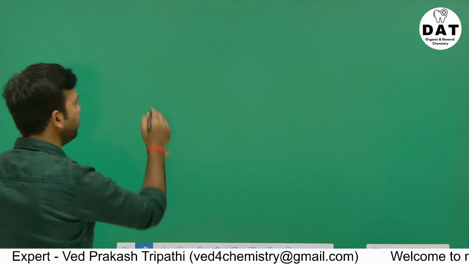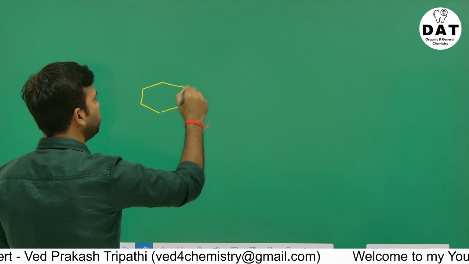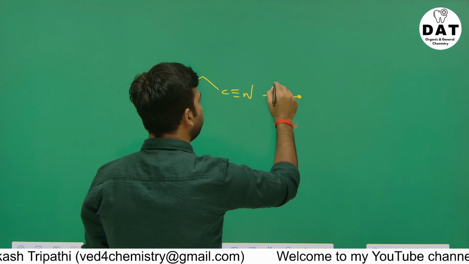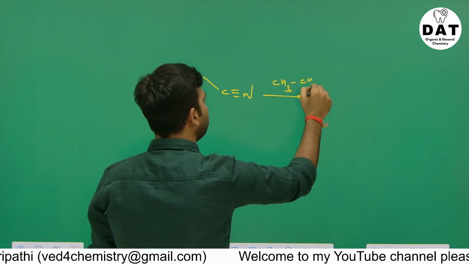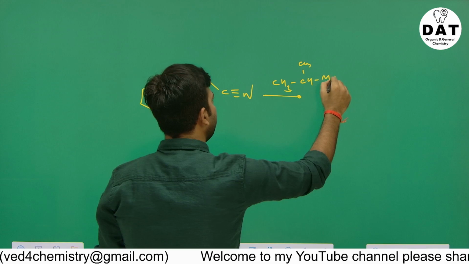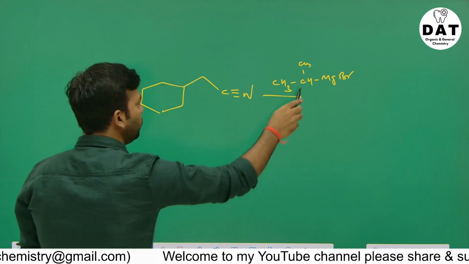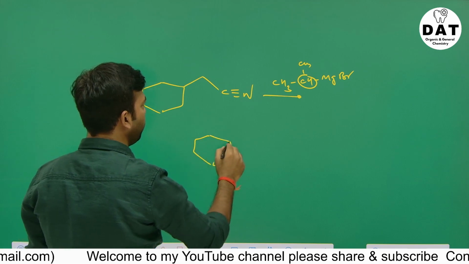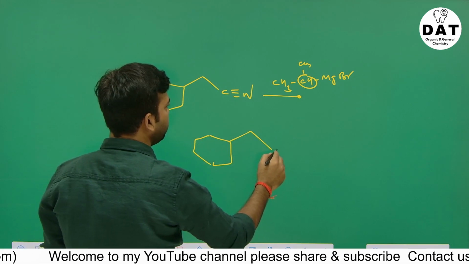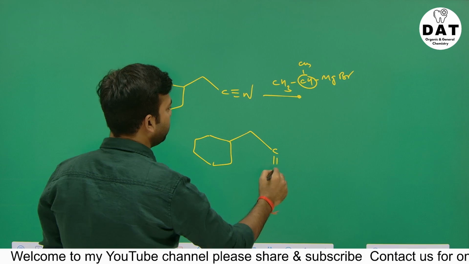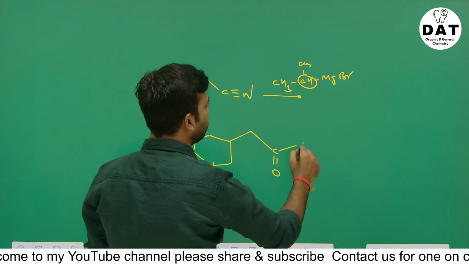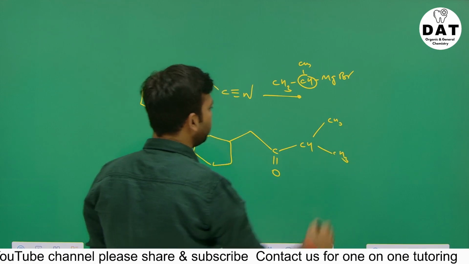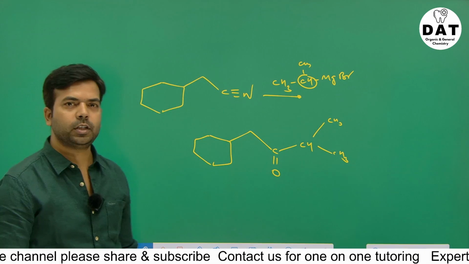This is the trick. Suppose you have this type of cyanide and we are using CH3MgBr here. So this is a nucleophile, and it will attack this carbon. So the final product, look here: this is the carbon double bond oxygen, and here you have to attach CH with twice methyl. Clear? Simple. So this is the nitrile reaction.